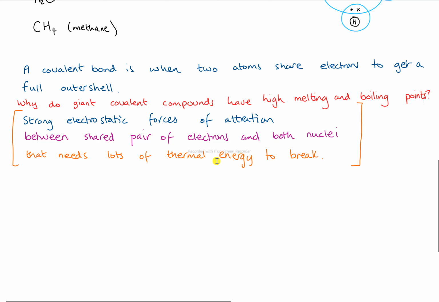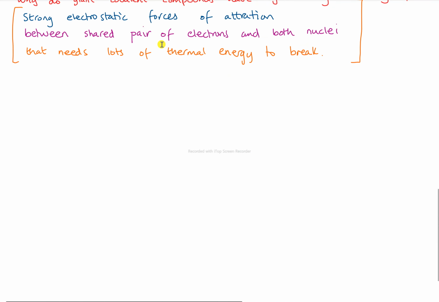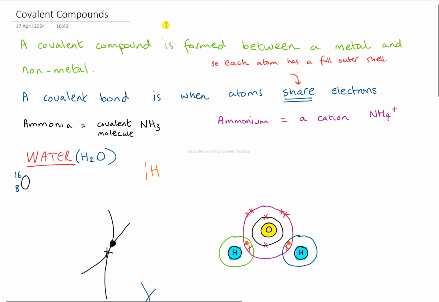What do they mean by strong electrostatic forces? So I know a nucleus here is positively charged. I know an electron is negatively charged. Because they're oppositely charged, these two have an attraction. They attract each other. And that is the electrostatic force of attraction. Right, that's it. That was a long one. Right, but we've got to get through it.